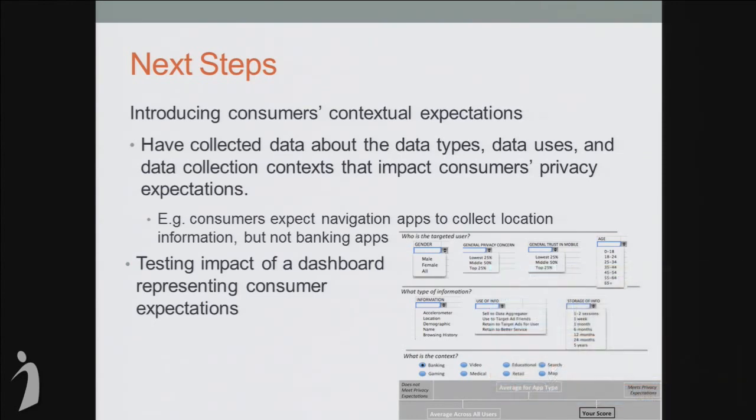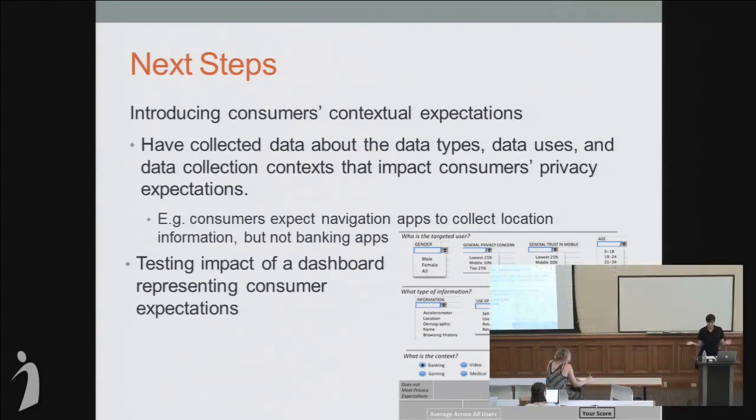We're also testing possible interventions. For example, is it helpful to introduce consumers' contextual expectations into forum discussions? In other work with collaborator Kirsten Martin, I've collected data about consumers' privacy expectations: the data types, data uses, and data collection contexts that impact consumers' expectations.